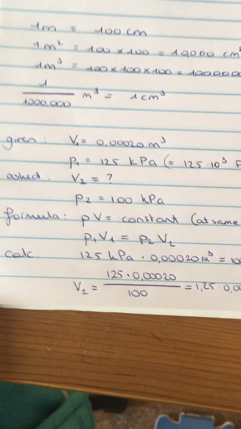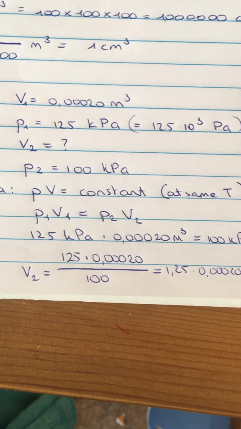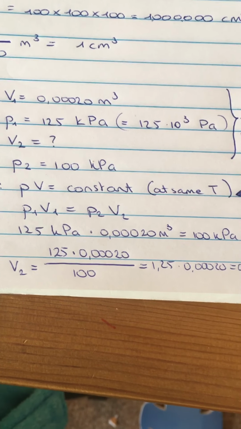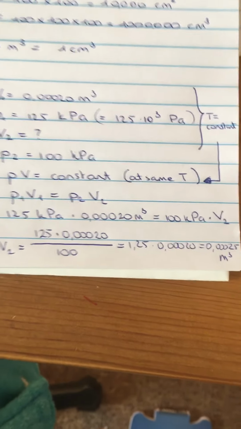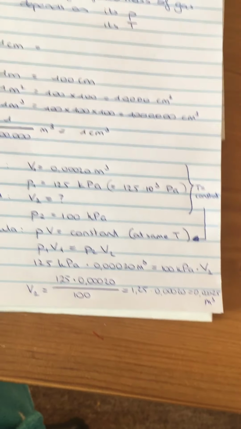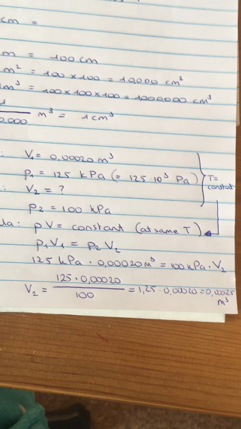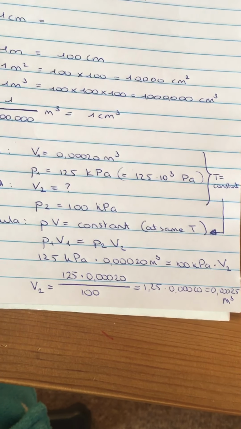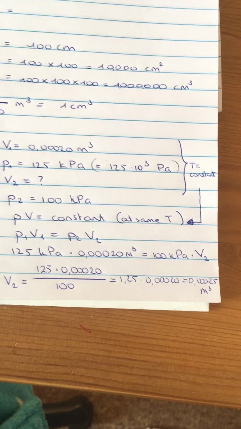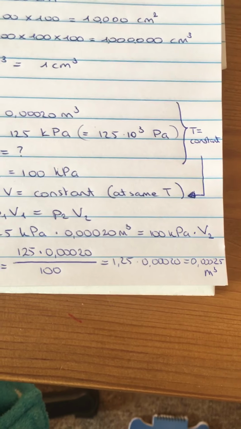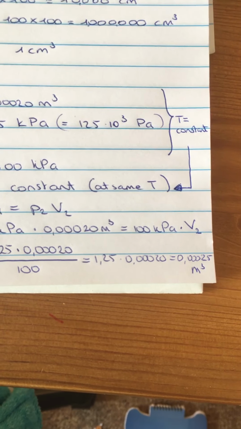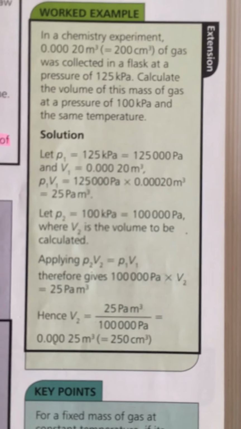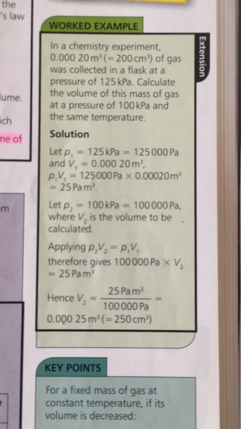So then you fill that in the calculation. 125 kilopascal times 0.00020 cubic meters equals 100 kilopascal times V2, which you have to calculate, and then you rewrite that like you've learned in math, and it's pretty easy because you can keep V2 on the right and you just divide everything on the left by 100, and then it's actually a pretty easy calculation. 1.25 times that 0.00020 cubic meters, and you find 0.0025 cubic meters, which is 250 cubic centimeters, excuse me.